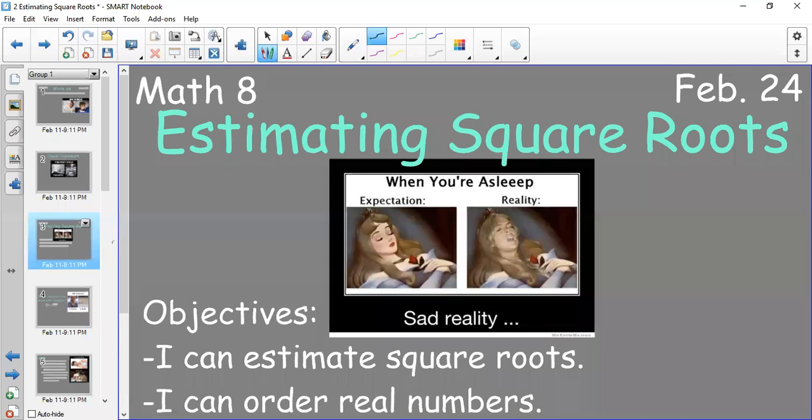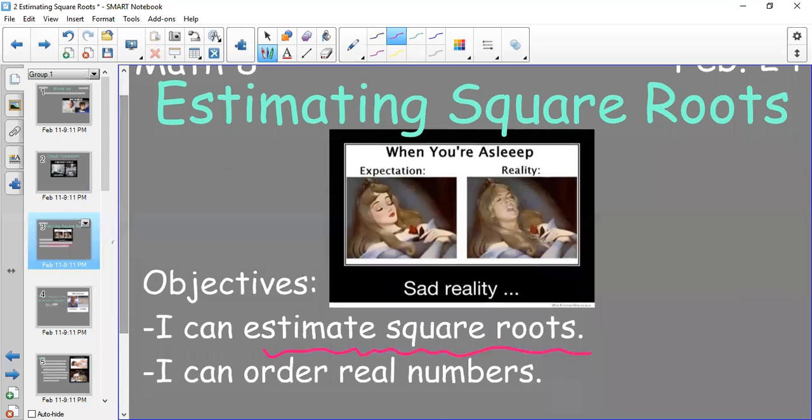Hello everyone, welcome to today's lesson, which is on estimating square roots. All right, so we're going to work on two standards, or two objectives. One is knowing the basics of how to estimate a square root. And the other is being able to order real numbers with square roots included.